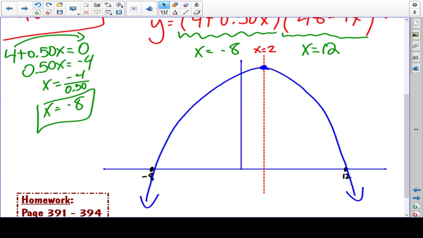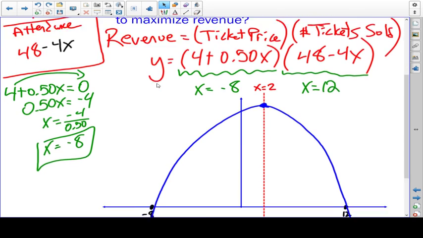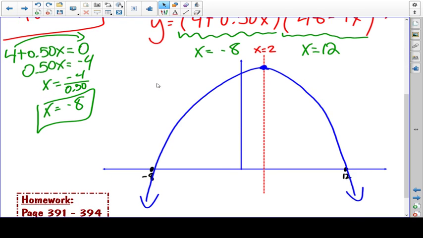Okay? So again, we're going to try and figure out what the question doesn't quite go to, but I'm going to answer it anyway. The question asks what ticket price should be charged to maximize revenue. In order to help you with your homework, we're going to find two things here. We're going to find a ticket price, which is asked, but we're also going to find out what the maximum revenue is.